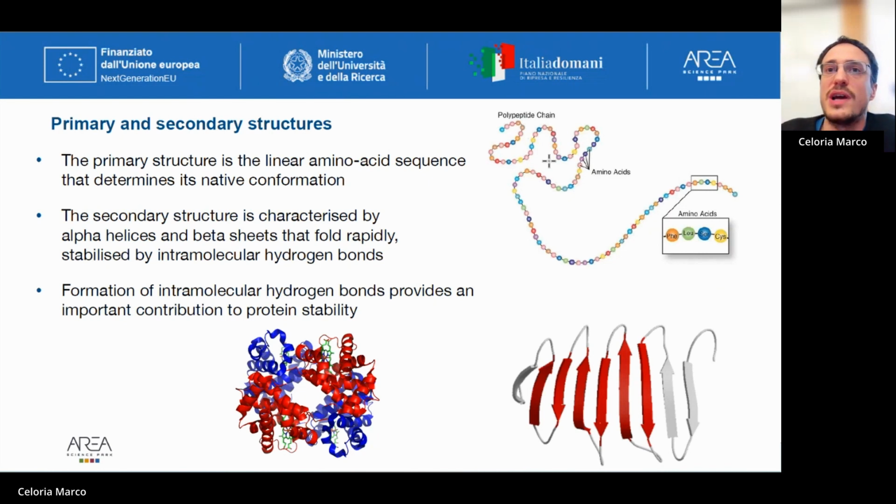But since I'm speaking about structural alphabet, I have to say a few more words about structure. There are typically 4 classifications for structures of proteins, and the primary one is just the linear amino acid sequence that basically determines the native conformation of the protein. Then we can identify a secondary structure that is characterized by alpha helices and beta sheets, and they form due to intermolecular hydrogen bonds, and these hydrogen bonds are very helpful for the protein stability. So I have the amino acid sequence, and the first structures that I see due to hydrogen bonds are the beta sheets and alpha helices, and this is the typical picture that you will see for proteins.